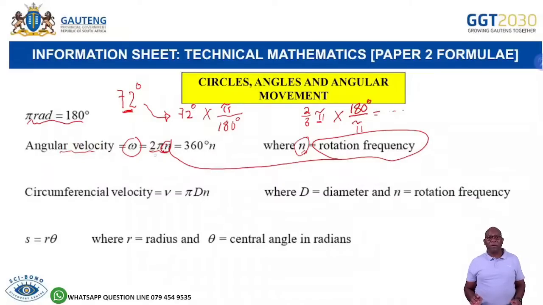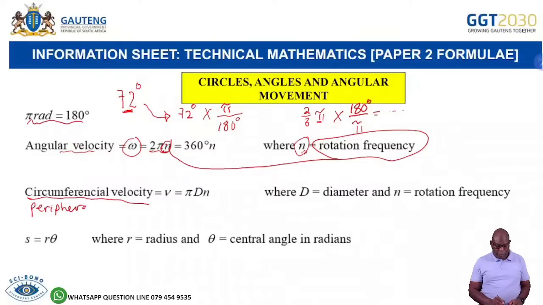2 pi is divided, you can just put it on a calculator and get the answer. Circumferential velocity, the other word for this, sometimes I know with the examiners, is peripheral velocity. So these two mean the same thing. Okay, and they tell you that D stands for the diameter.